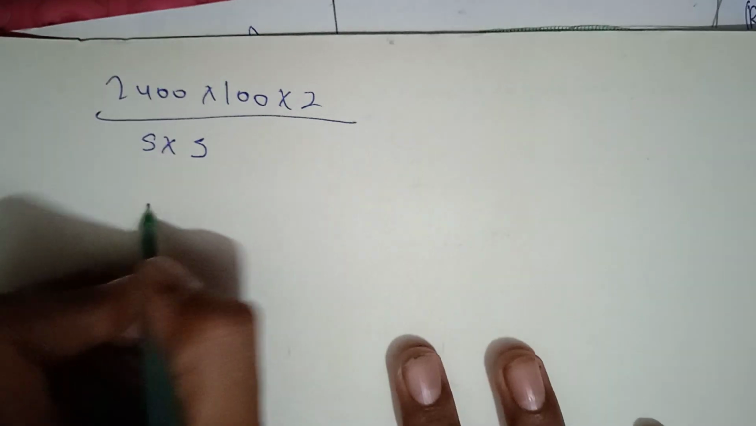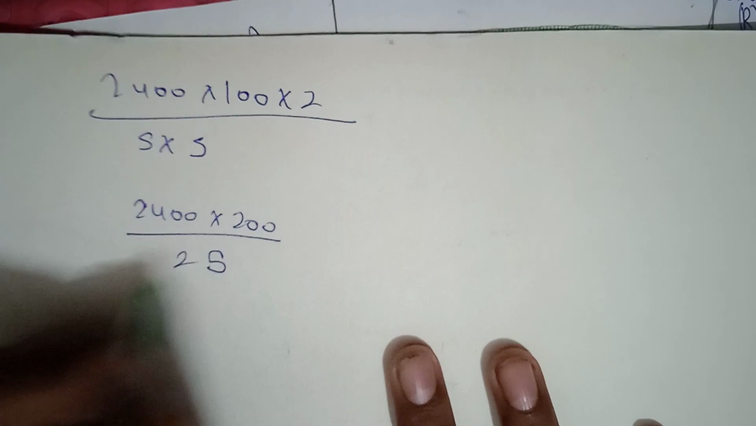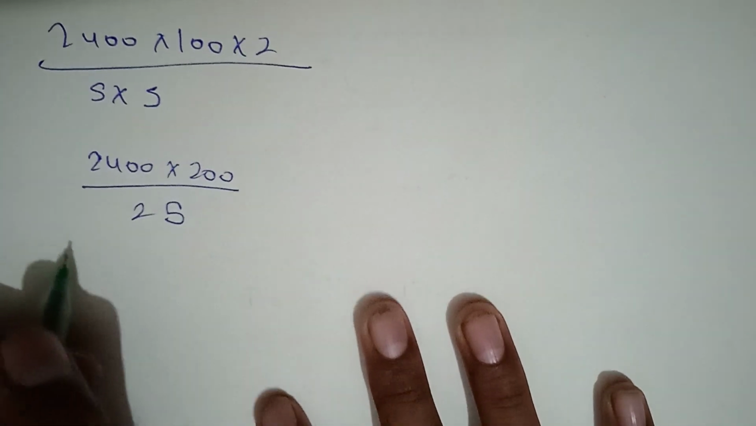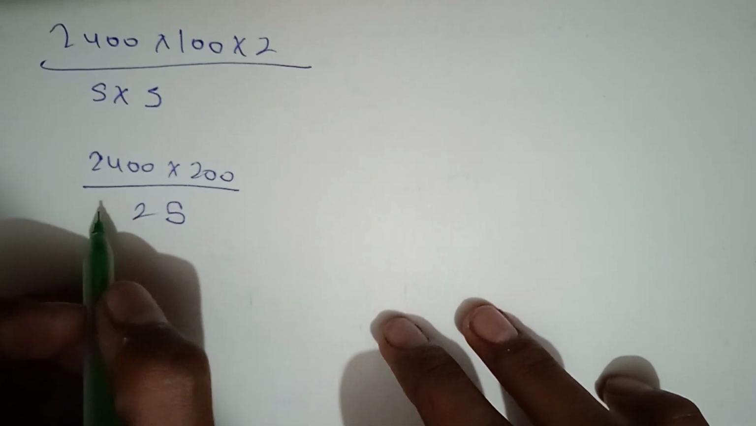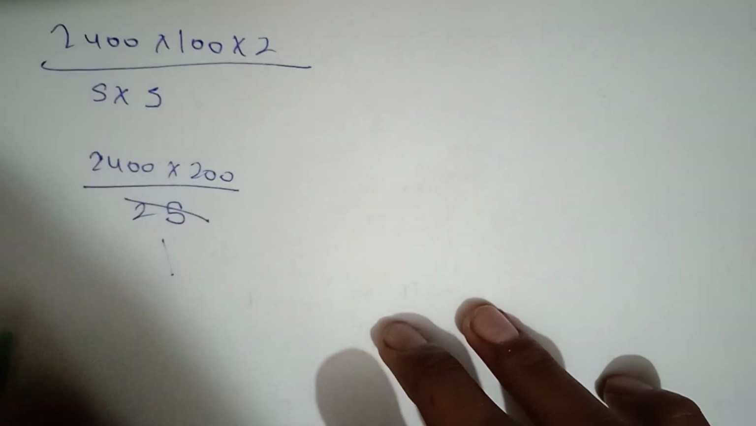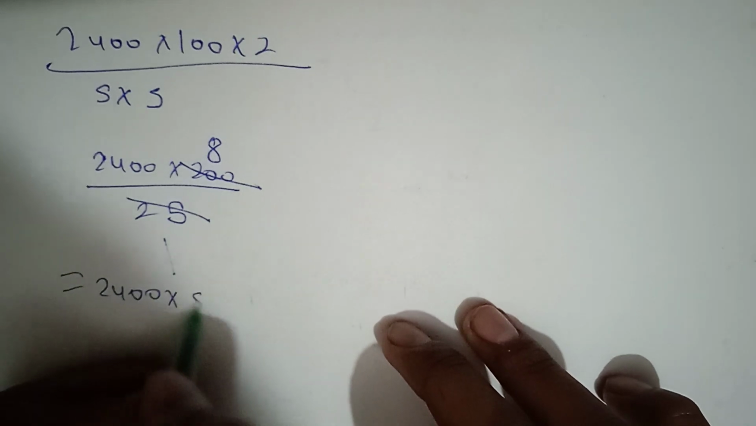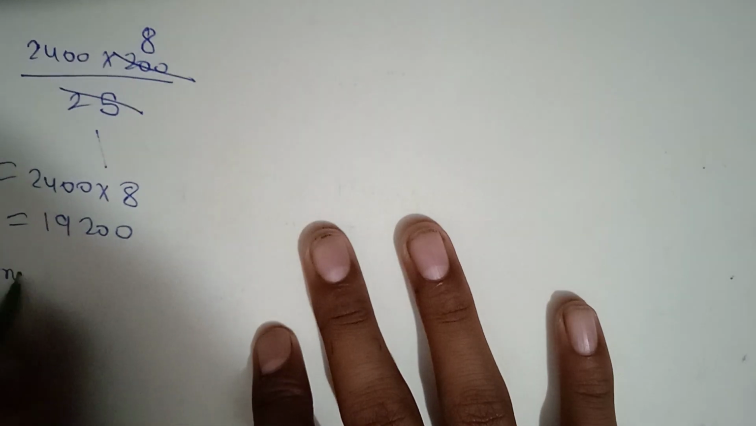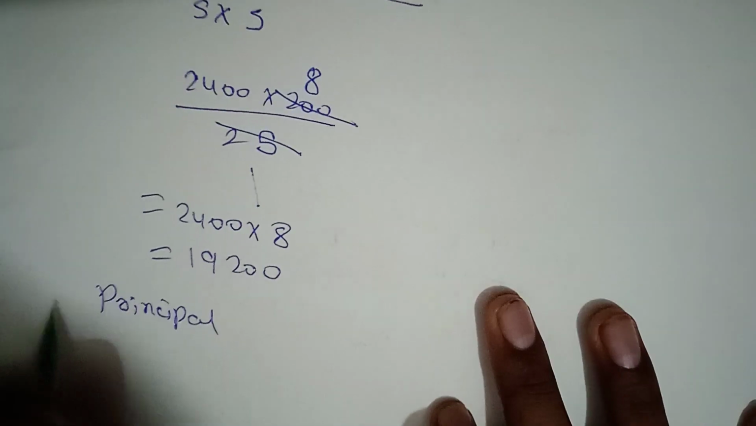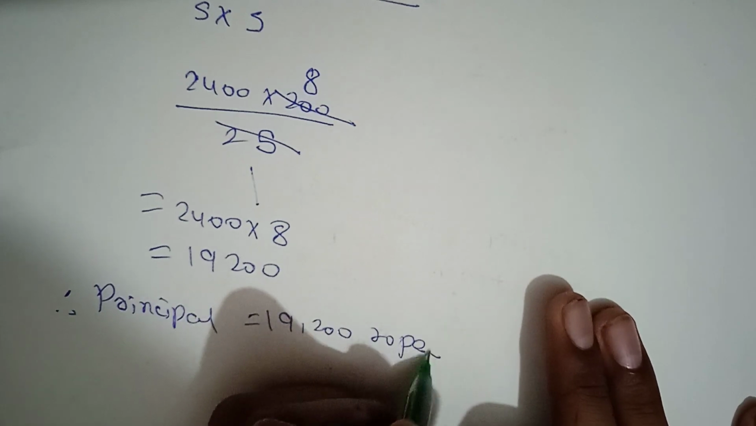100 into 2 is 200, so 2,400 into 200. 5 5s are 25. Now we will simplify it more. So we will cancel it with the table of 25. 25 ones are 25. 25 8s are 200. So 2,400 into 8 we are left with, is equal to 19,200. Therefore principal is equal to 19,200 rupees.